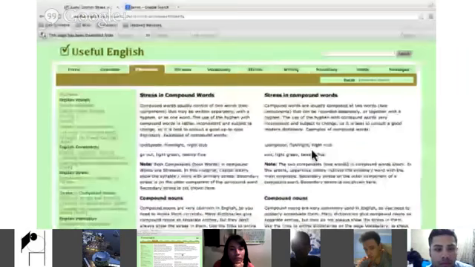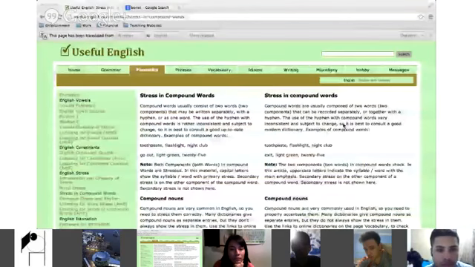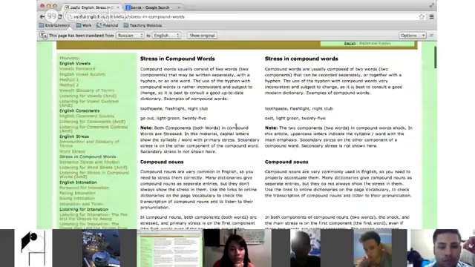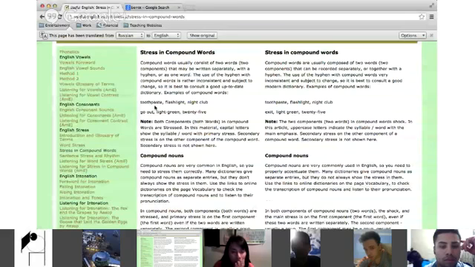When you open up the main page, compound words. You guys, they are two words mushed together. Toothpaste: tooth is one word, paste is another word. Flashlight, same thing: flash and light mushed together. So that's what a compound word is.